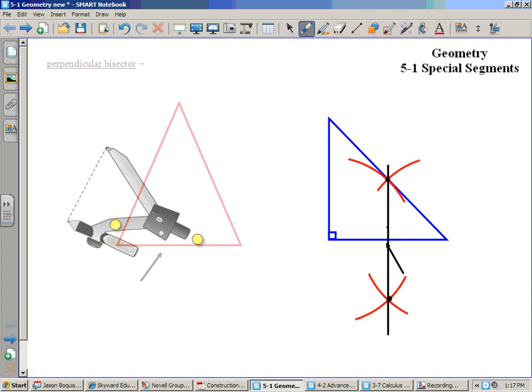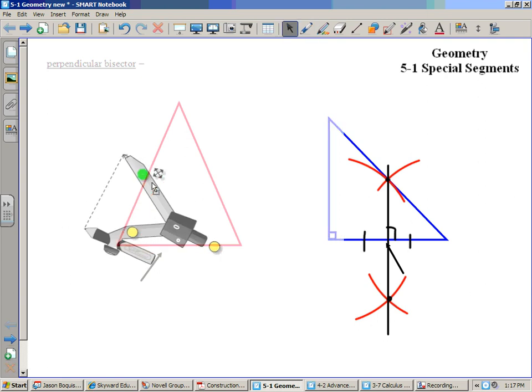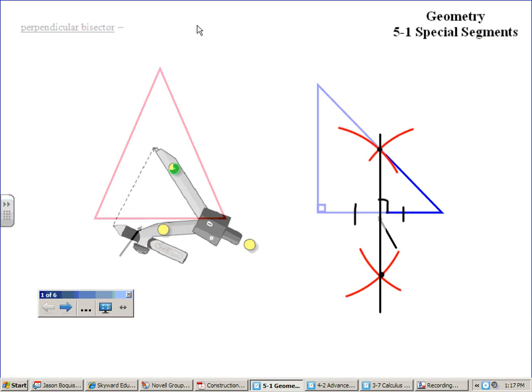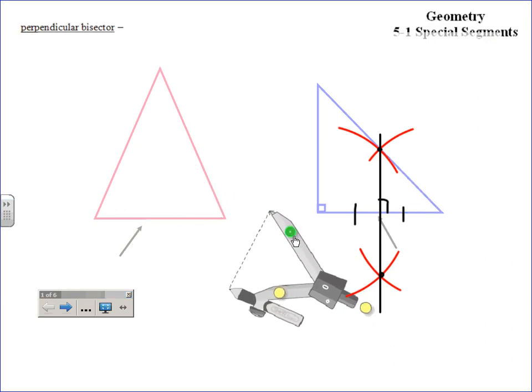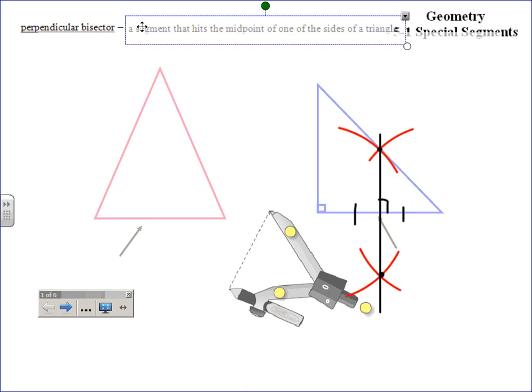Which then will lead us, now that we've done one, to see if we can figure out what this is all talking about. So let's get that out of the way. There we go. And a perpendicular bisector is a segment that hits the midpoint of one of the sides of the triangle, and I should add in there is also perpendicular. So a perpendicular segment, we'll just add that right now. A little caret: perpendicular segment that hits the midpoint of one of the sides of a triangle.